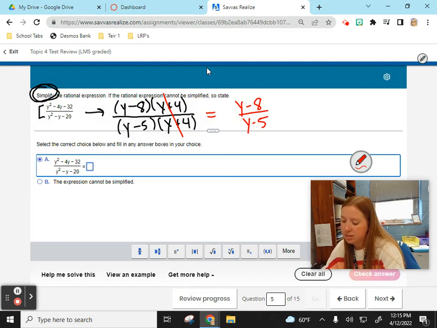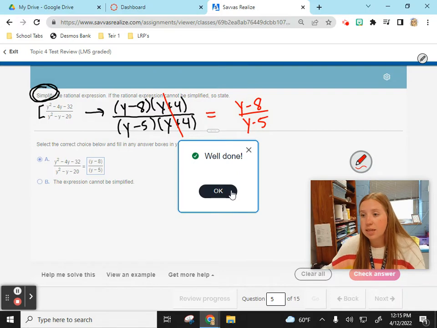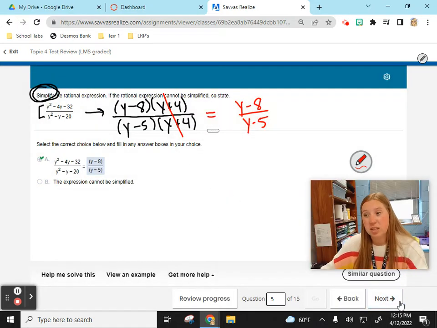Oh, I hate typing these ones into Sabas. I think you necessarily need those parentheses there, but you do if you're just going to use your keyboard to type everything in.